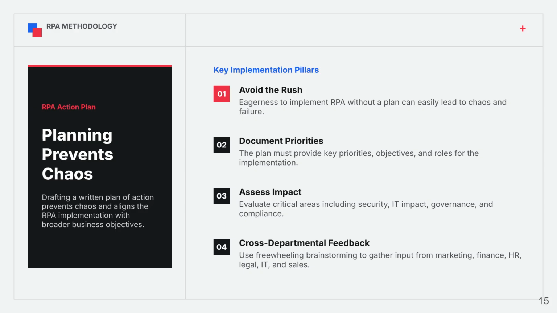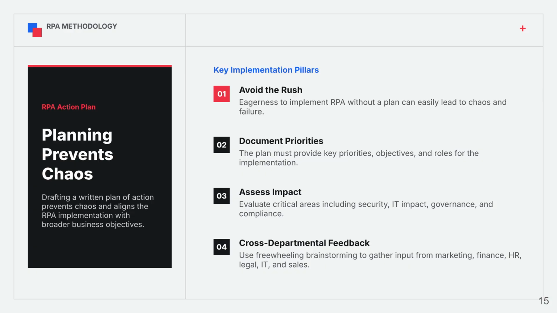Another important consideration is assessing the overall impact of the automation initiative. Factors such as information security, IT infrastructure, governance policies, regulatory compliance, and business continuity must all be evaluated before deployment. Ignoring these aspects can create technical or legal challenges later.